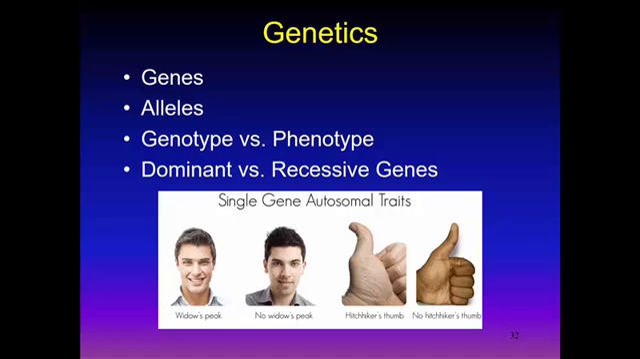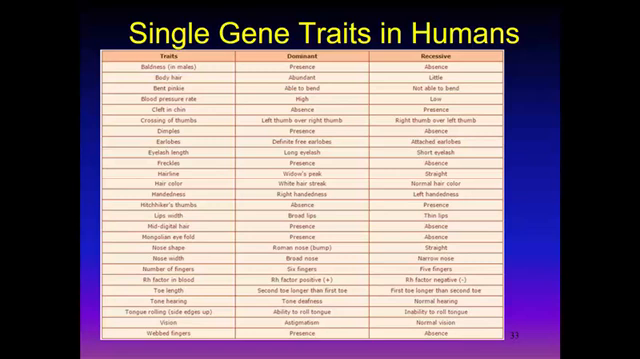The next page here has a list of single gene traits in humans. So baldness, for example, is determined by one gene. If you have the gene for baldness, that's dominant. So even if you had one for bald and one for not bald, you're going to be bald. One of them down there is dimples. Dimples are dominant. If you have the gene for dimples, you have dimples. If you have both copies, you still have dimples. Widow's peak, it's dominant to have one.